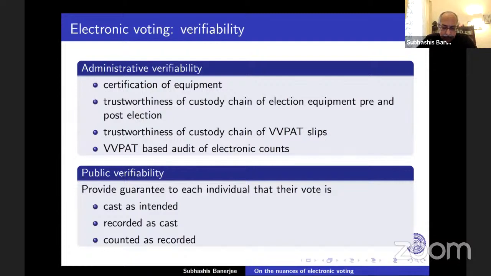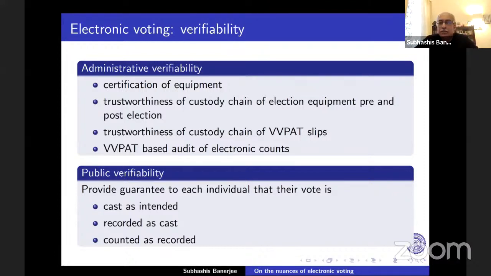So when you talk about correctness of an election, the public trust in elections comes from verifiability, right? And how verifiable is the election outcome. Verifiability traditionally has this connotation that it is administrative verifiability. It is verified administratively. So it is the Election Commission of India which, on behalf of all of us, verifies the correctness of the election.